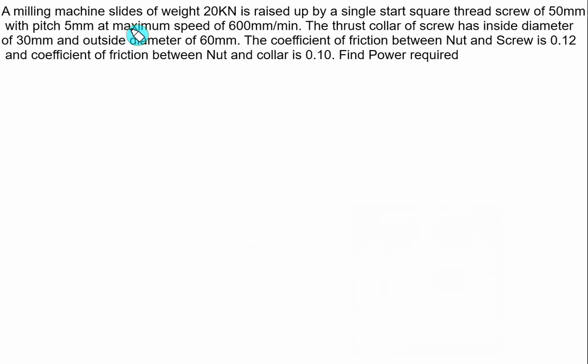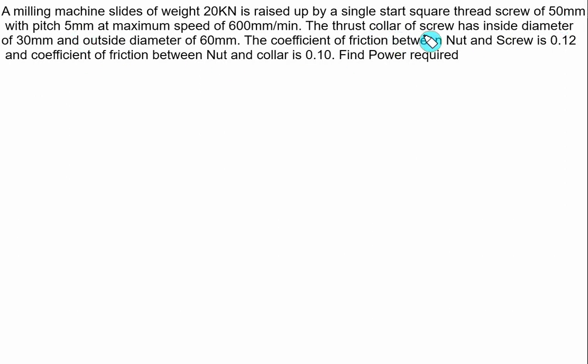A milling machine slide of weight equal to 20 kilonewton is raised up by a single start square thread screw of 50 mm with a pitch of 5 mm, maximum speed equal to 600. So we have given the weight here. We have single start, therefore pitch is the same as lead, equal to 5 mm, and the outer diameter is equal to 50 mm.